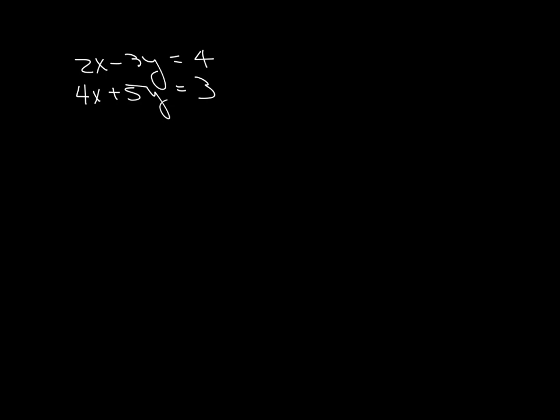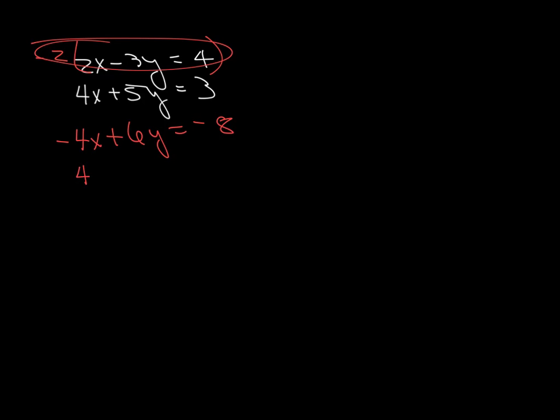Alright, so let's go ahead and see what we get here. I think that I would like to get rid of the x's because, again, the common multiple here is 4. So I don't have to do anything to this one because it's 4. And all I have to do is change this one to a 4. So I'm going to multiply that by negative 2. And I get negative 4x plus 6y equals negative 8. So that's my top. And my bottom I'm going to leave the same.